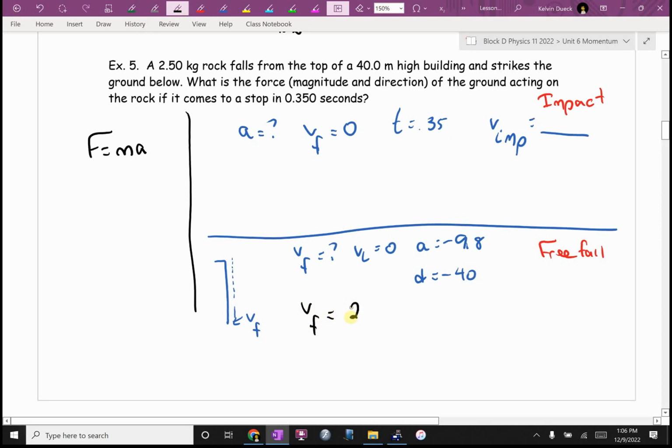VF equals the square root of 2AD, I think is what you probably meant to say. Oh, at least you didn't say cubed. So it's going to be the square root of 2 times negative 9.8 times negative 40. I think this works out evenly.